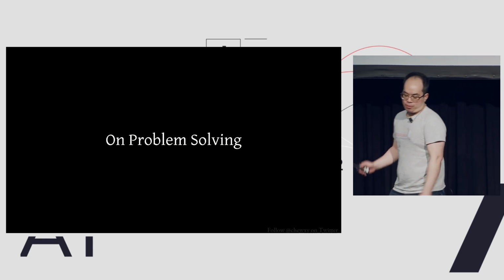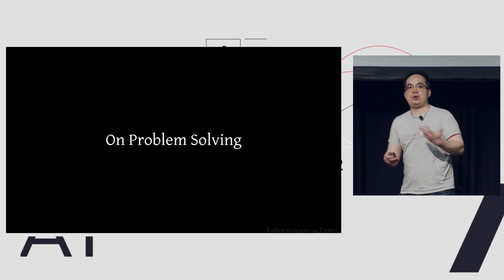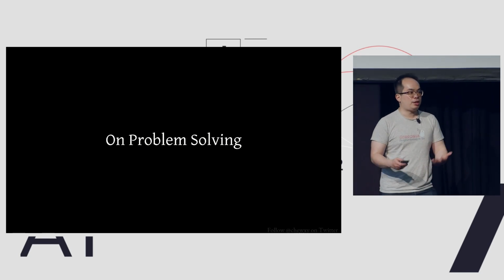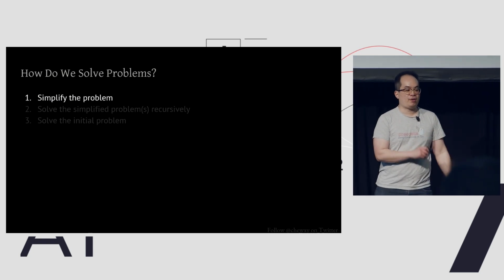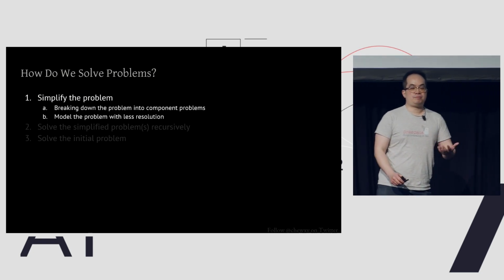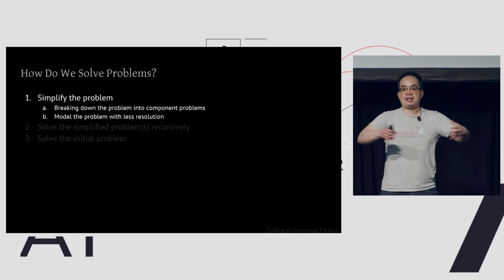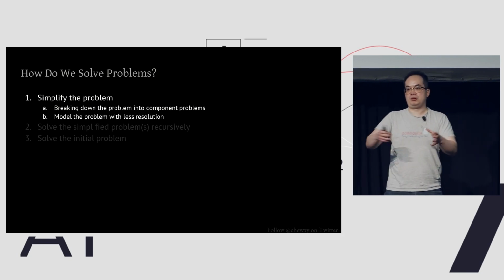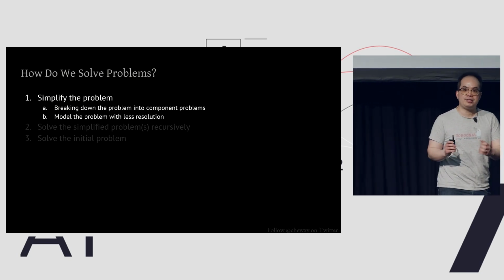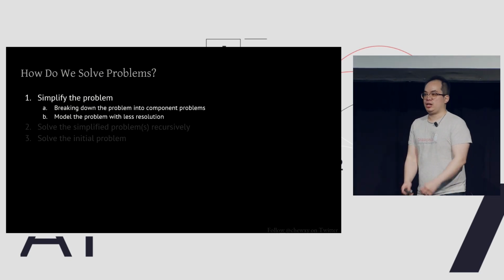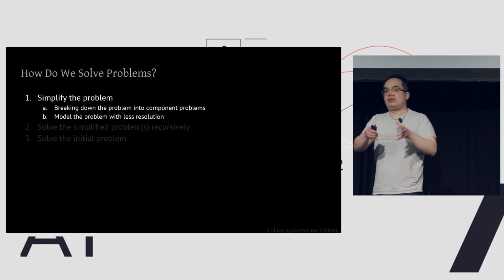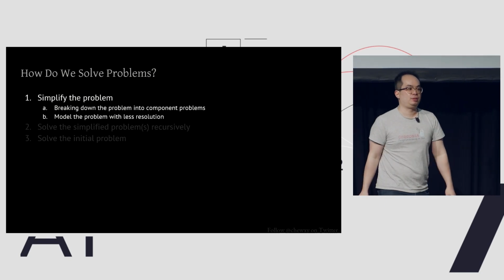So let's talk about problem solving. How do we solve problems? In general, we human beings have an algorithm for that. It goes something like this. We first simplify the problem, and we do this by simply breaking down the problem into smaller components. This is actually very useful for the kinds of problems, well, 99% of the problems, that are compositional in nature, and for the rest of the problems, we just solve a simpler version of that problem.